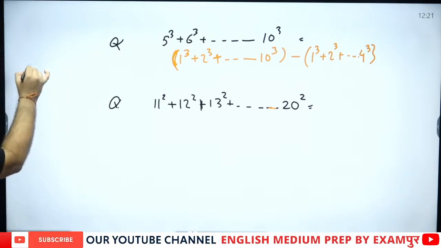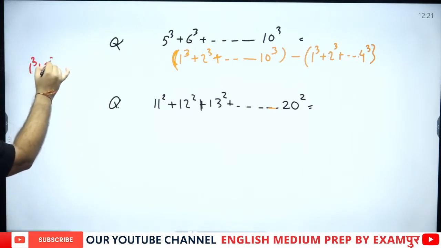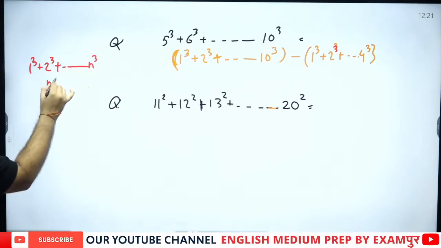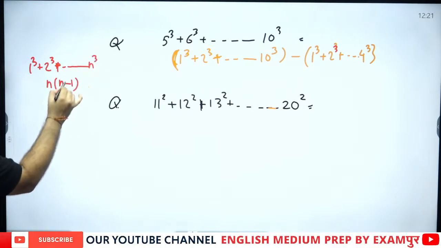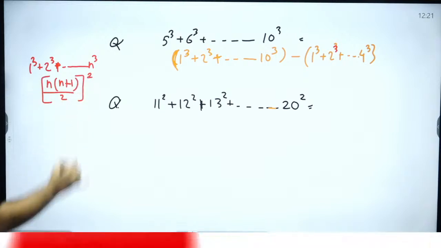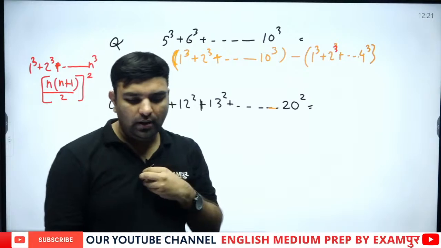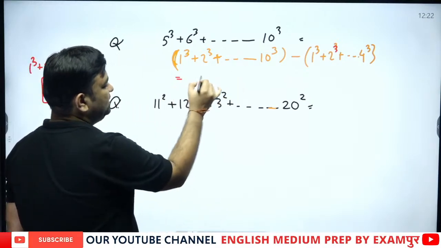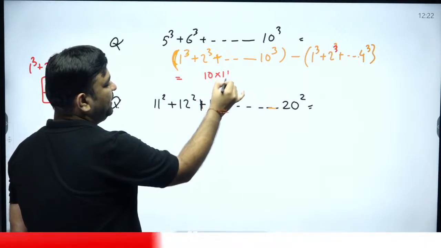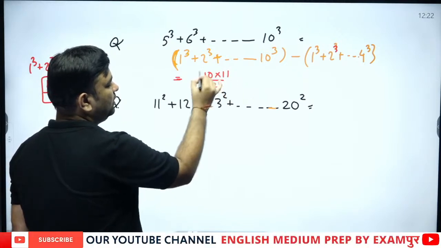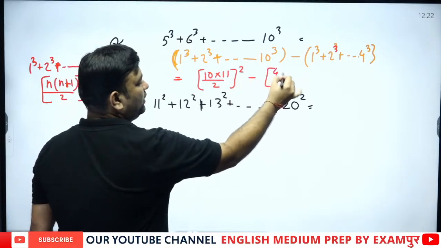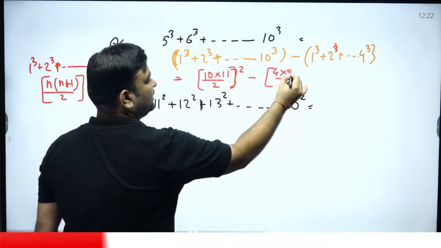What is the formula for 1 cube plus 2 cube up to n cube? It is [n into n plus 1 divided by 2] whole square. So, here n is 10, so 10 into 11 by 2 whole square, minus, here it is 4, so 4 into 5 by 2 whole square.